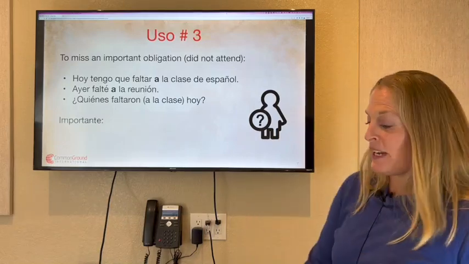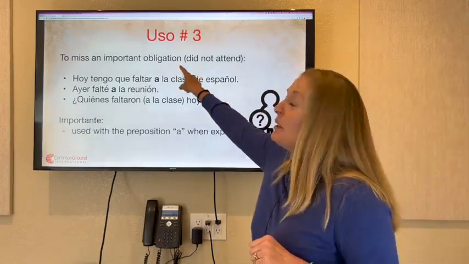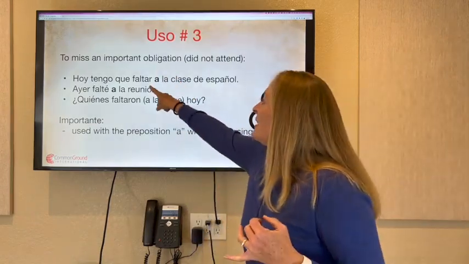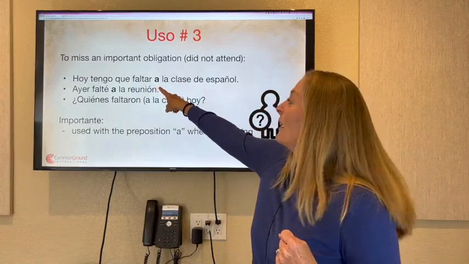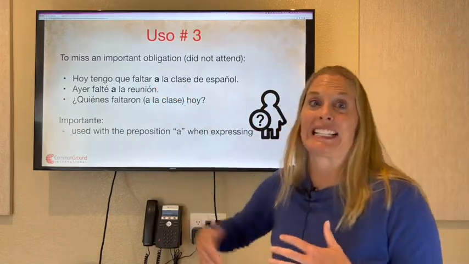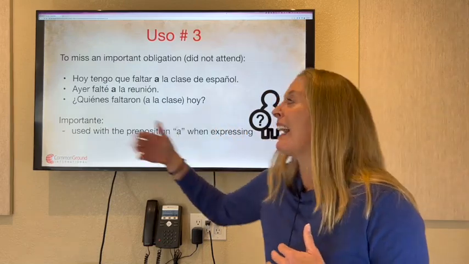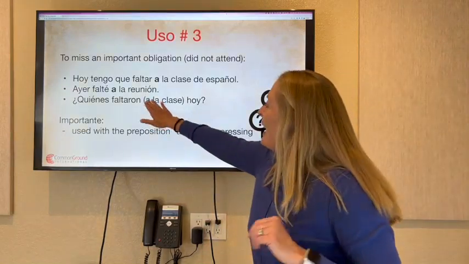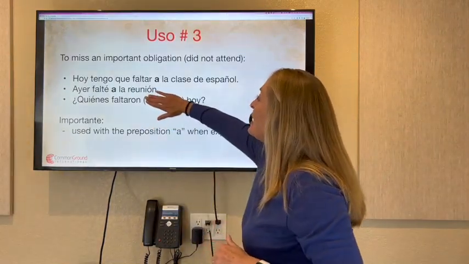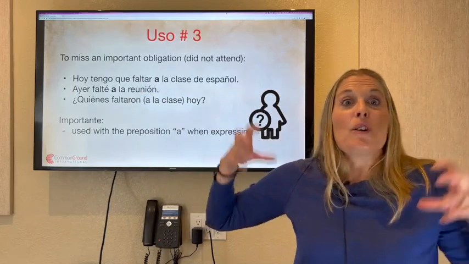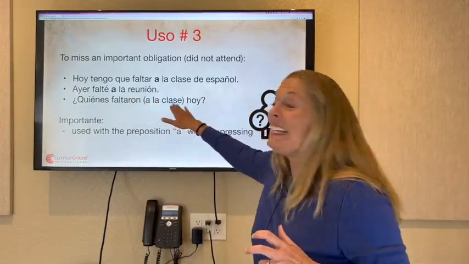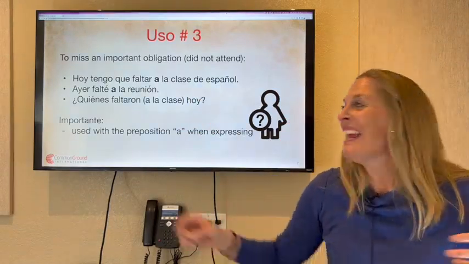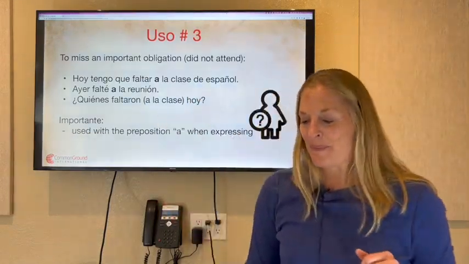So notice here, importante, when we talk about missing an important obligation like a meeting or a school or an event, we use faltar followed by the preposition a, okay? So tengo que faltar a la clase, tengo que faltar al viaje, tengo que faltar a la reunión. Importante. This you don't see, I put it in parentheses, but you can just say ¿quiénes faltaron hoy? And it's who's missing today. But if you use the complete sentence, ¿quiénes faltaron a la clase? So who's missing from the class today? Then you have the a, la clase there.